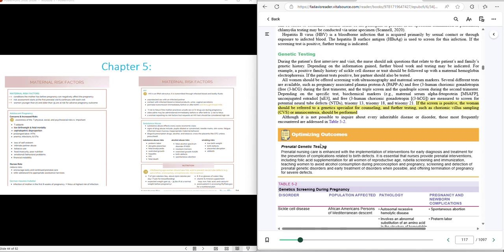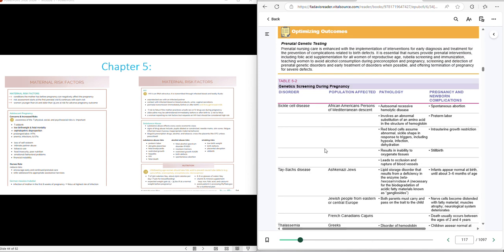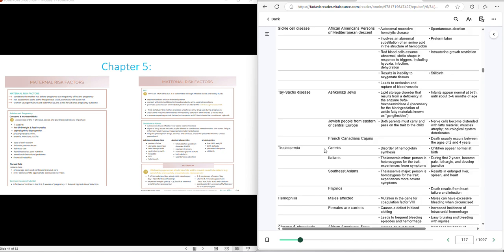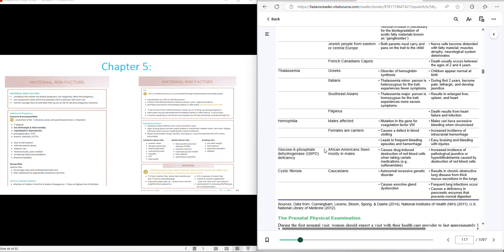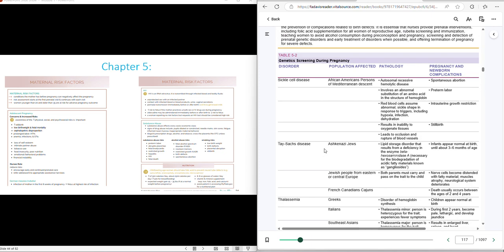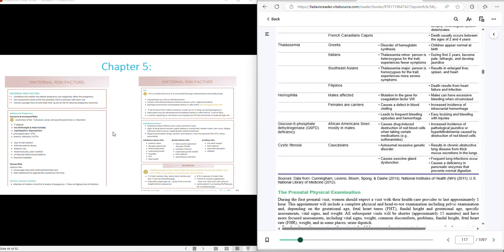Optimizing outcomes, prenatal genetic testing, make sure you read through this. Make sure you understand the genetic screenings during pregnancy. Sickle cell, Tay-Sachs disease, thalassemia, hemophilia, the G6PD, cystic fibrosis. Okay, these are some of the ones. Sickle cell can cause spontaneous abortion, okay, which is aka a miscarriage. And then some of the risk factors are listed over here.